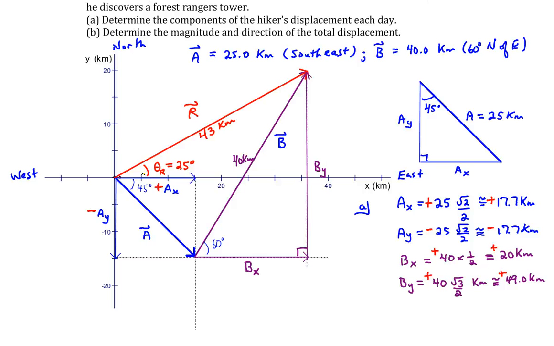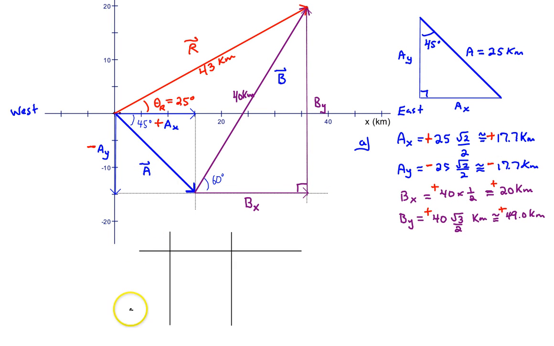To help visualize this, I like to usually draw a chart. Let me show you. In the first column, you can call that vector. In the next column, we're going to add up all the x components. I usually abbreviate that as x comp.